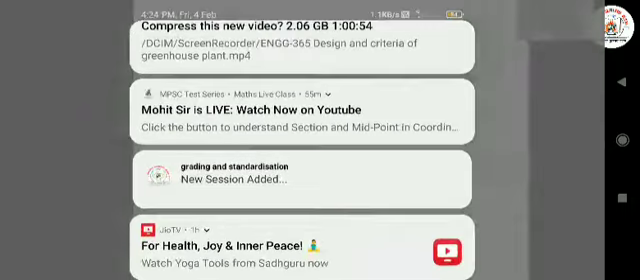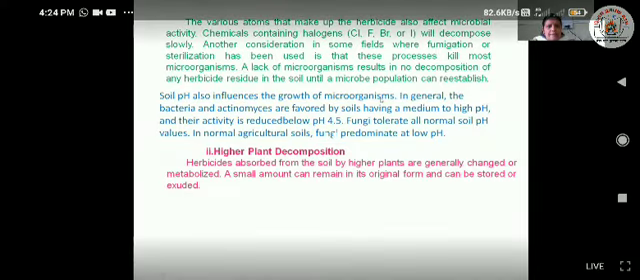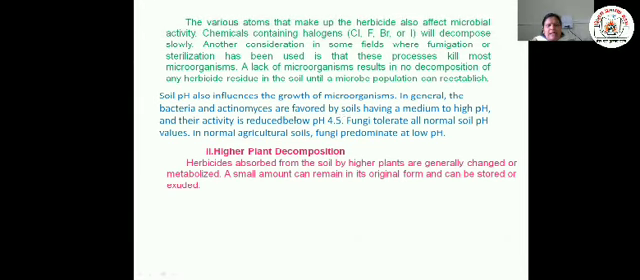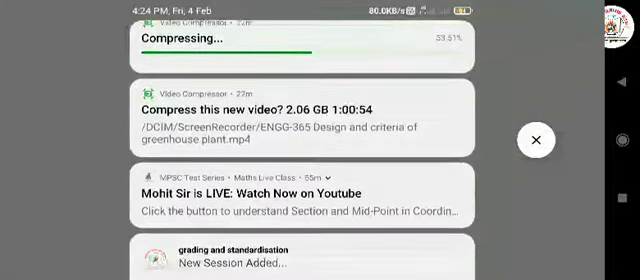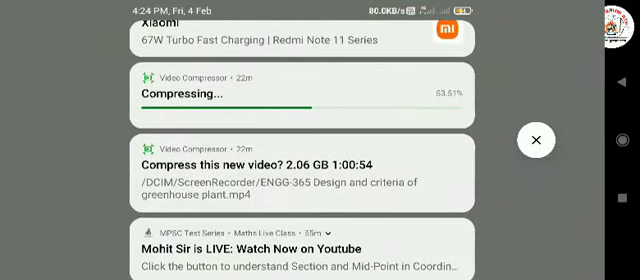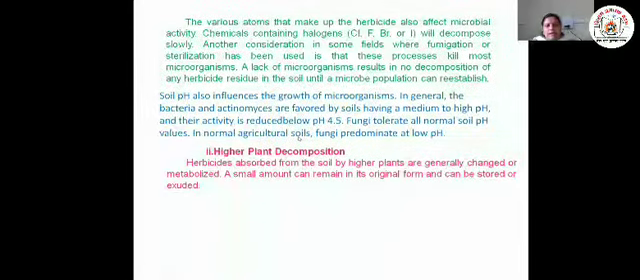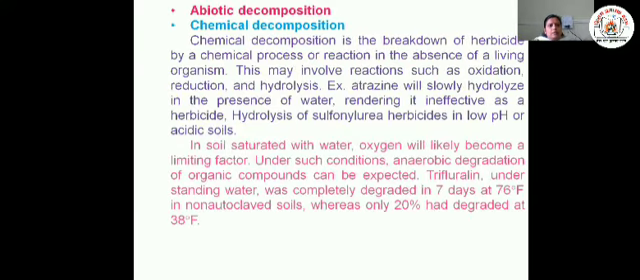Soil pH is also a factor which affects the growth of microorganisms. In general, bacteria and actinomycetes are favored by soil having a medium to high pH, and their activity is reduced below 4.5. Fungi tolerate all normal soil pH values. In normal agricultural soil, fungi predominate at low pH. This is about the relation between the pH and the microorganisms. Higher plant decomposition. Herbicides absorbed from the soil by higher plants are generally changed or metabolized. A small amount can remain in its original form and can be stored or excreted. This is about the biotic decomposition.